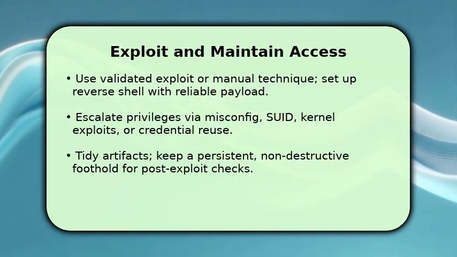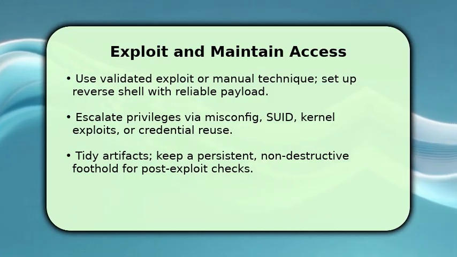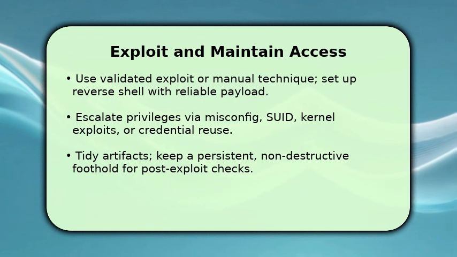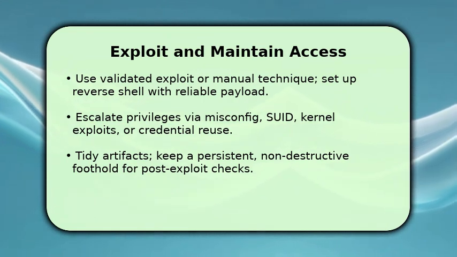After escalation, create a low-impact persistence method only for testing and record commands and file changes. If something breaks, a key troubleshooting tip: rerun basic network checks and Nmap.